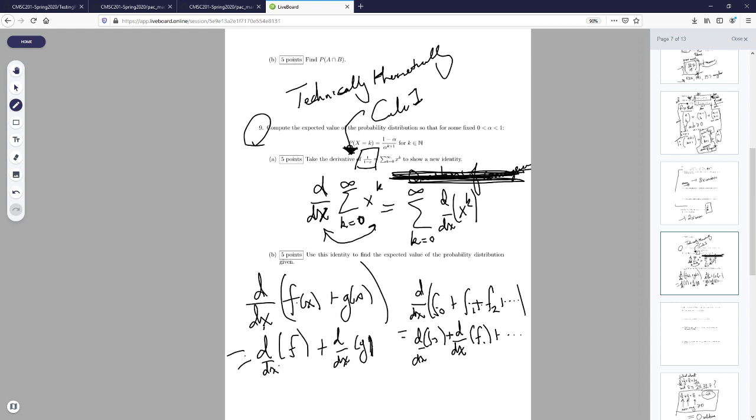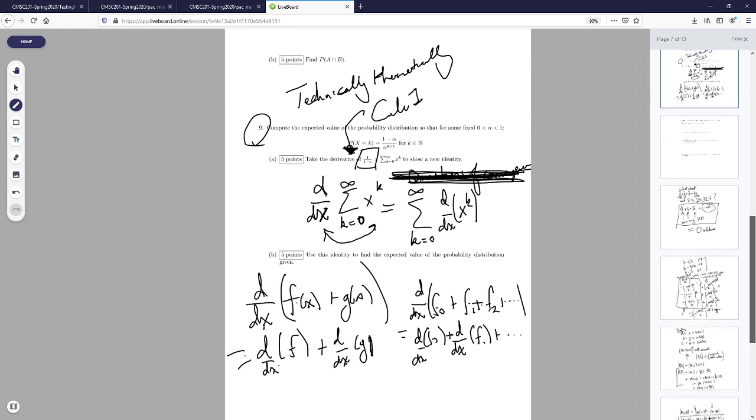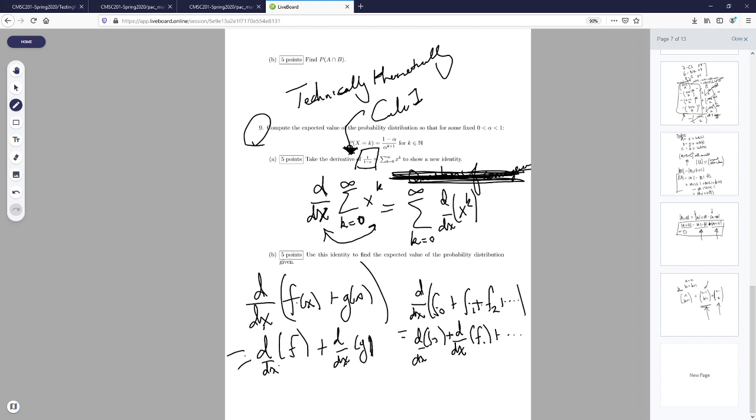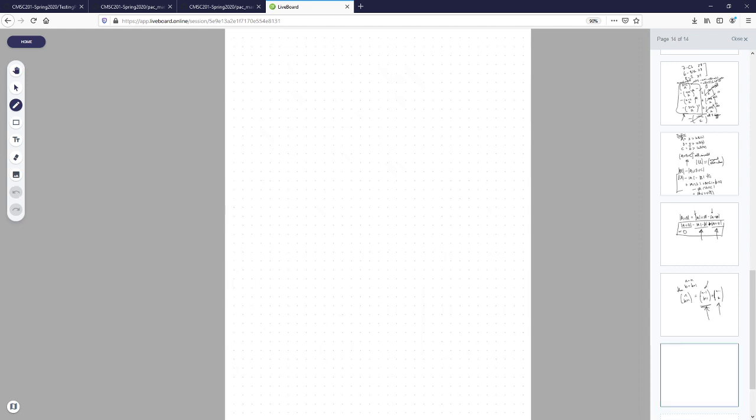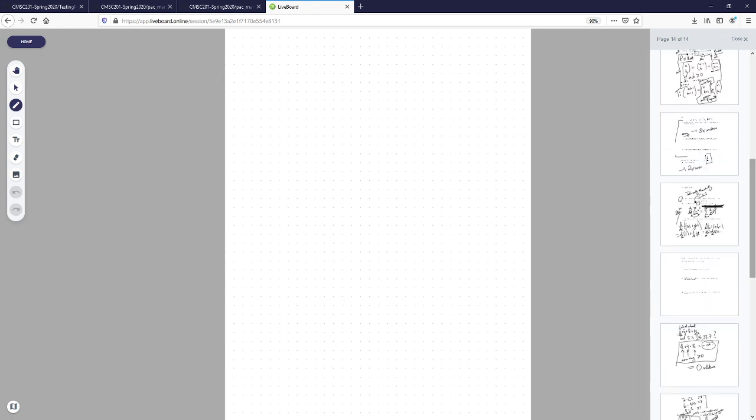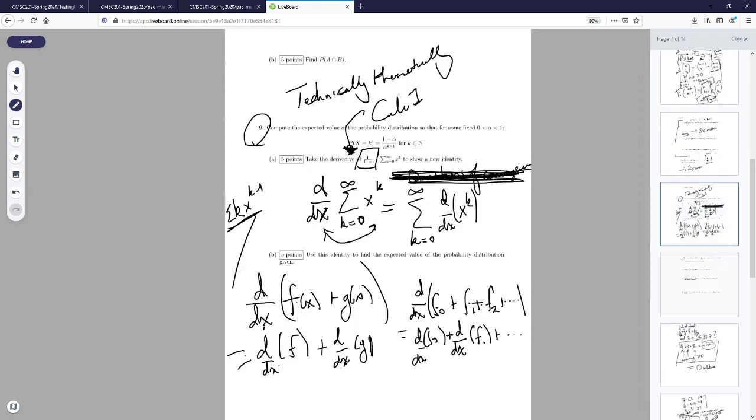Okay, cool. Well, this is just in case anyone was afraid of this part of the problem here. So the nice thing is we get a nice formula for the sum of kx to the k minus 1 power. And this is just great. So now I've used up way too much space on this thing. Now we're going to use the identity to find the expected value of the probability distribution given.